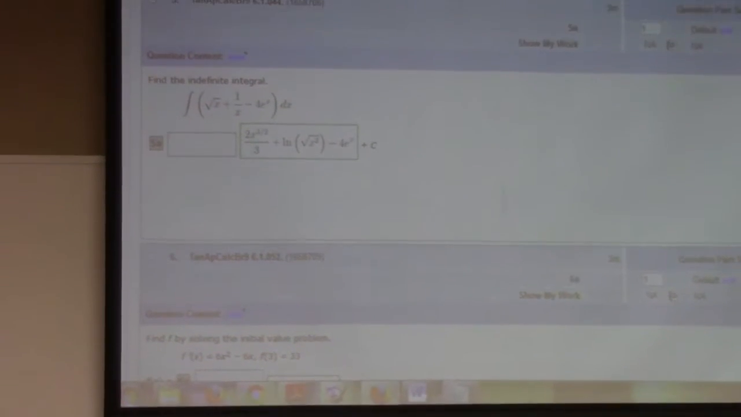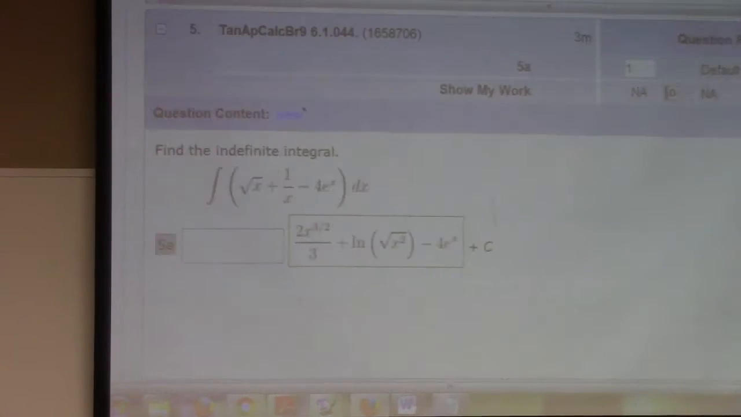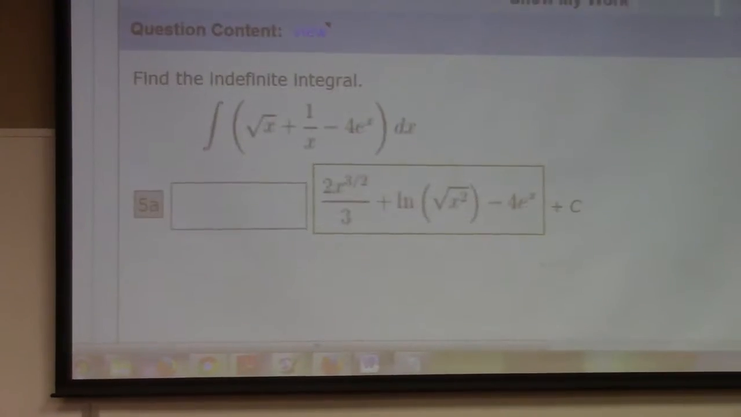Here's number 5, although I think you probably can't see it worth anything. Make it bigger. Big enough?